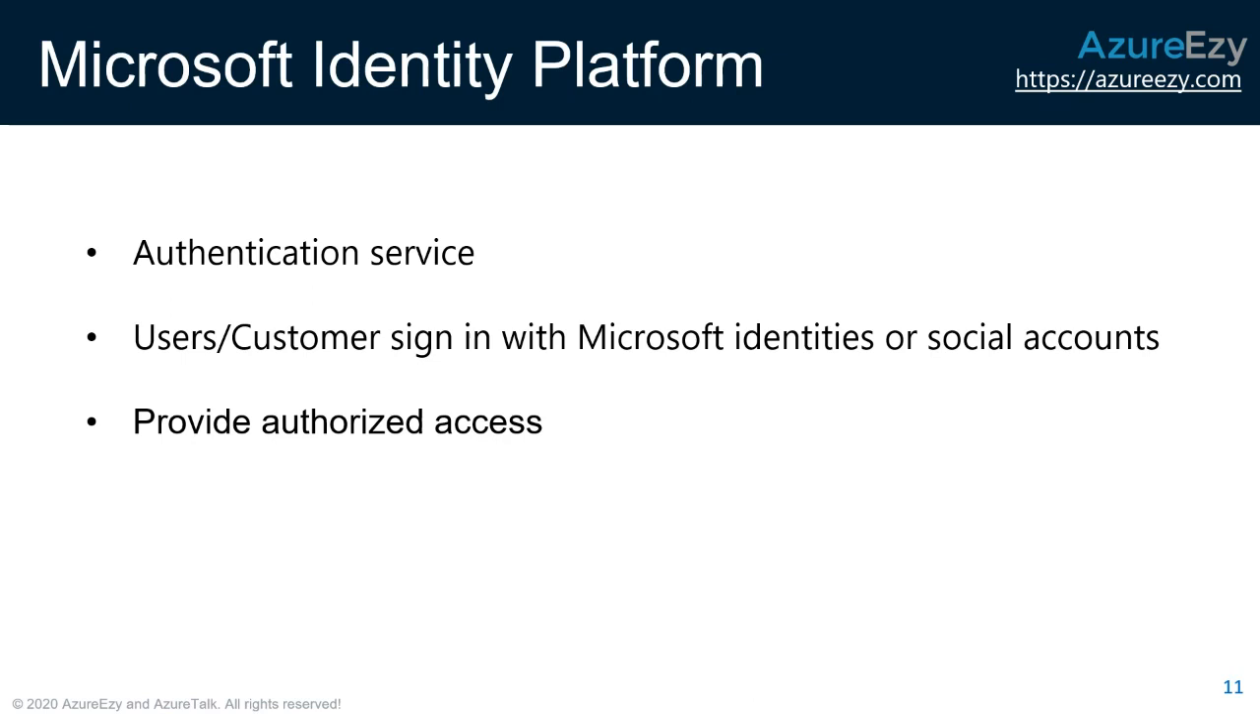So you should be clear on these two terms: what is authentication and what is authorization. Authentication is how identity is validated, and once the identity is validated, authorization is what level of access that identity has, what that entity can perform. You use the Microsoft identity platform for performing that authorization, to provide authorized access to your API.